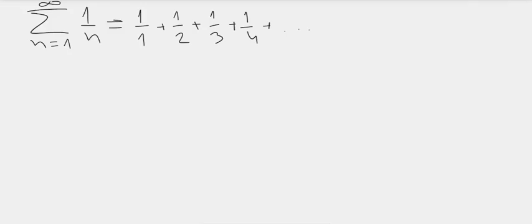Hello everyone. So today I'm going to talk about the harmonic series and why it diverges. The harmonic series is defined like this: it's an infinite sum of 1 over n for n from 1 to infinity. It can also be written explicitly like this.